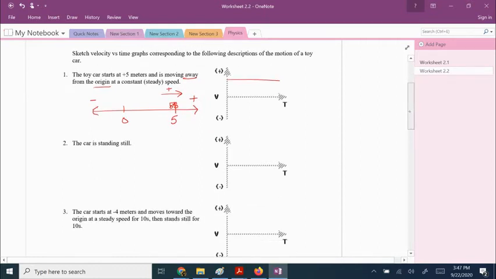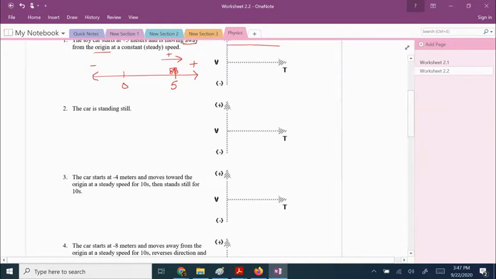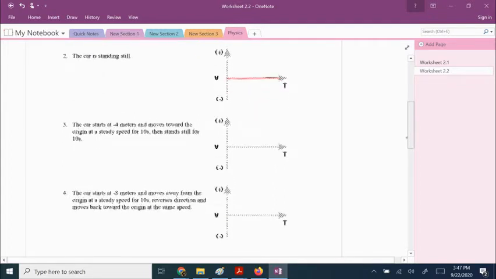A car that's standing still has a velocity of 0. So there you go. That line reads 0 no matter what time you look at it. The velocity of the car is 0.